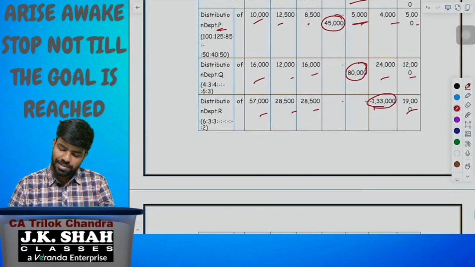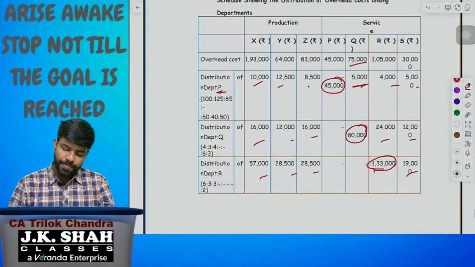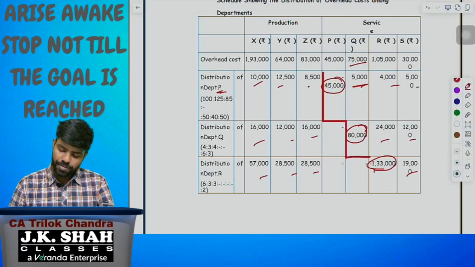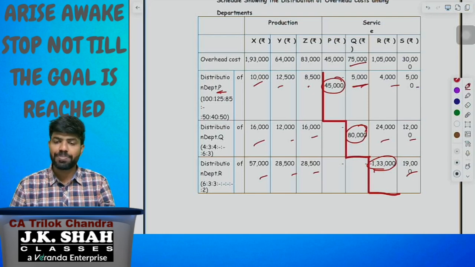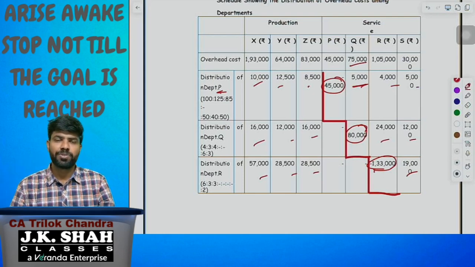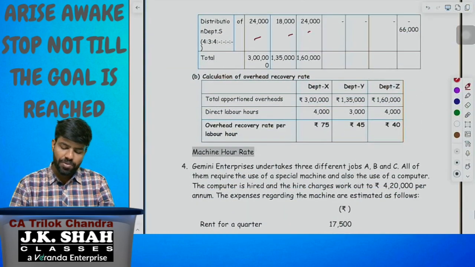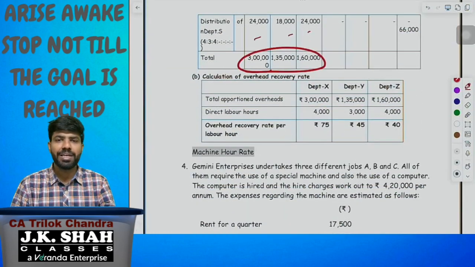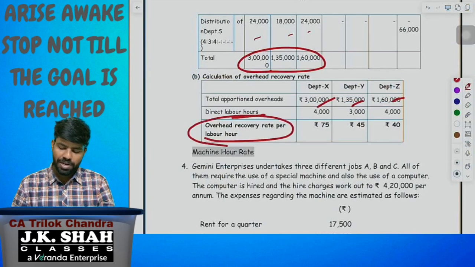Now, the point here is, if you look at this picture carefully, let us understand why they have given the name step ladder method. How does it look? Steps. If you look at these highlighted lines, they look like steps. So that is why they gave the name step ladder method. Now, after doing this, the entire cost gets accumulated in X, Y, Z. Taking X, Y, Z cost divided by labor hours, we will get the overhead recovery rate.